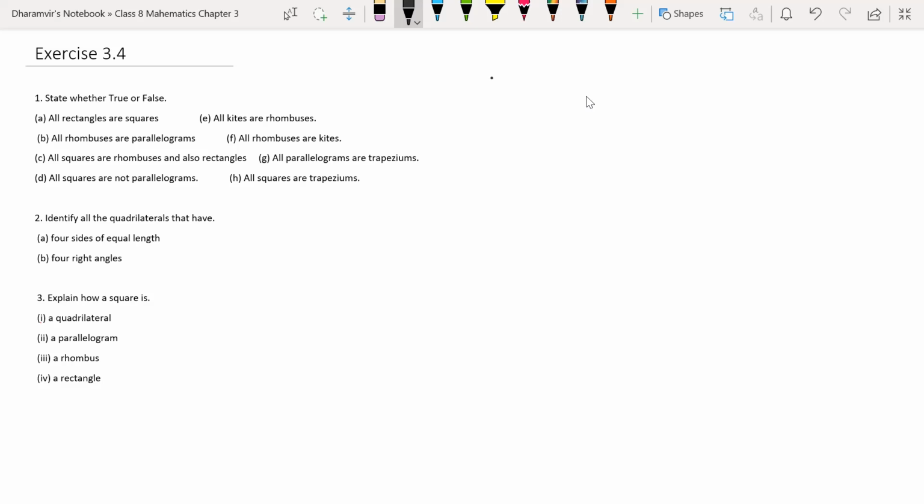Are all rectangles squares? No, all rectangles are not squares. Why? As we know, all squares have all sides equal, but rectangles have only two sides equal. We can say that all rectangles are not squares.